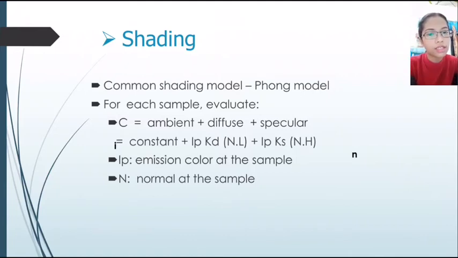Common shading model, for each sample and evaluate: C equals ambient plus diffuse plus specular, equals constant plus I_p K_D (N · L) plus I_p K_S (N · H). I_p is the emission color at the sample and N is the normal at the sample.